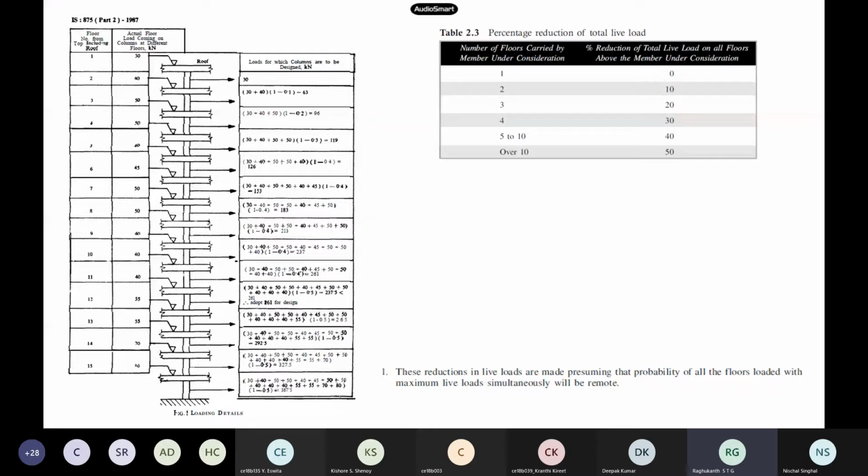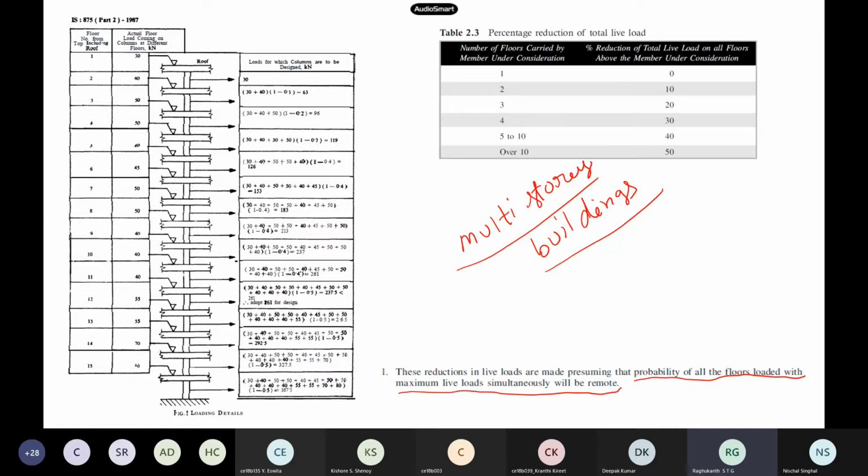Then another most important thing in our code is, if you are designing a multi-story building, say 10 floors, the idea is that the probability of all the floors being loaded with the maximum imposed load is very, very less. So to make the design more economical, they say you can reduce the load. For example, if the number of floors carried by the member is 1, meaning only one floor is above, then the percentage reduction is 0 itself.